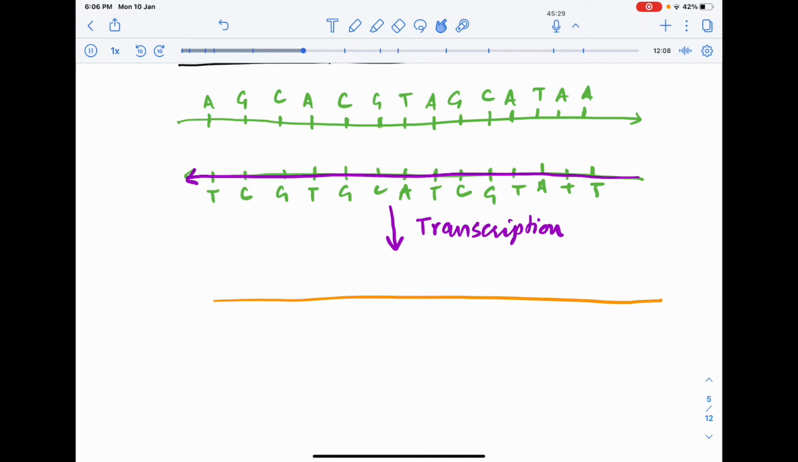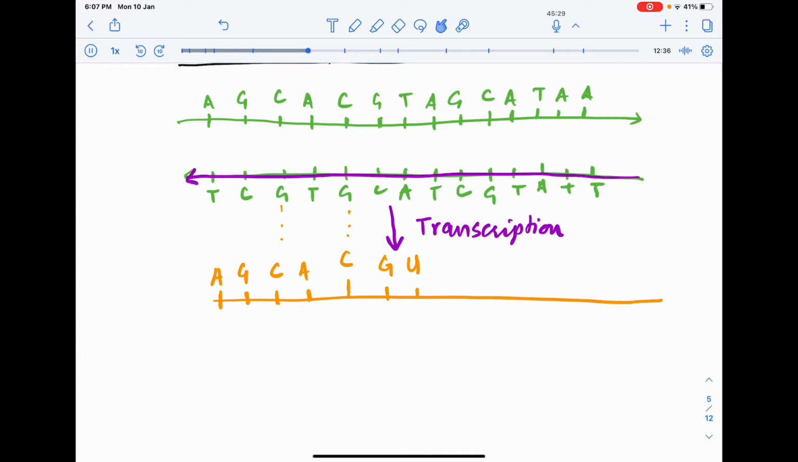So against thymine, it will have adenine here. Against cytosine, it will have guanine here. Against guanine, it will have cytosine here. And against thymine, it will have adenine here. Against this guanine, it will have cytosine here. And against cytosine, it will have guanine here. And against adenine, it will have uracil here.